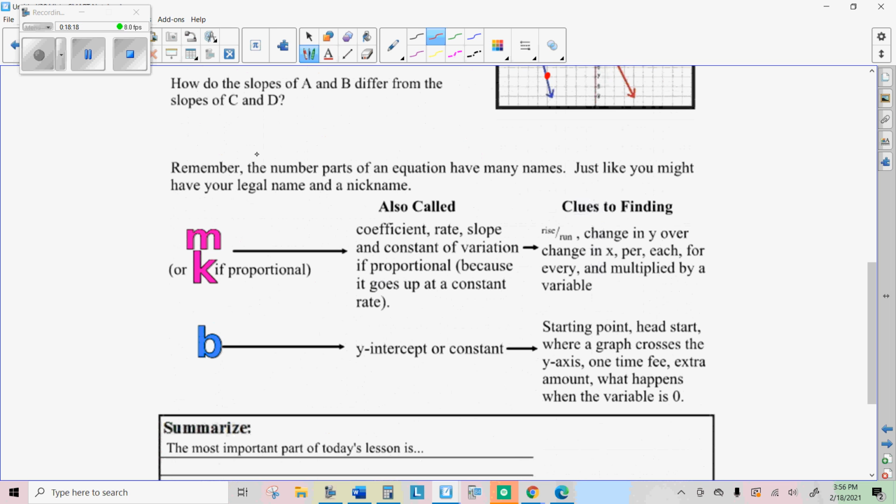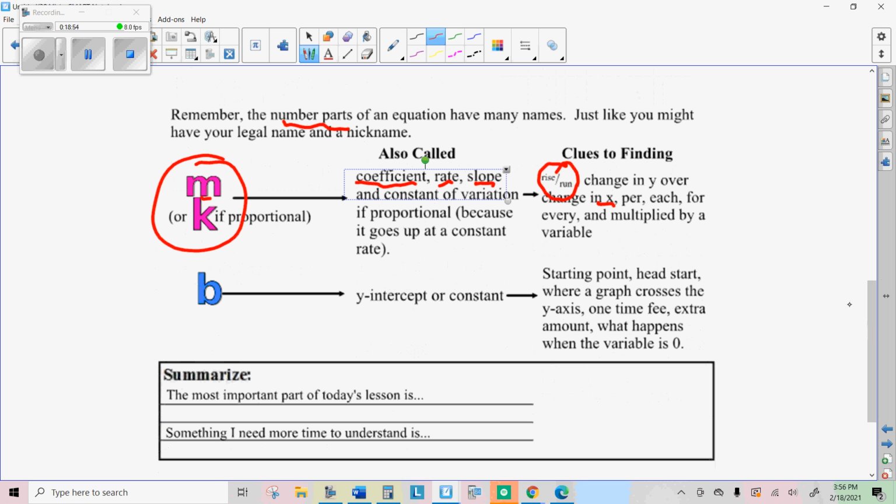All right, so just remember that the number parts of an equation have many names, just like you might have a legal name and a nickname. M and K are called the coefficient in the equation, the rate of the situation, the slope of the line, and the constant of variation if it's proportional. You can find that by doing rise over run, like I just did on the last problem. You can find it by looking for the number in front of x. You can look for the charge, the unit charge, how much you get charged for one.